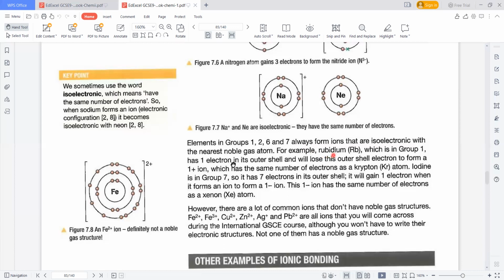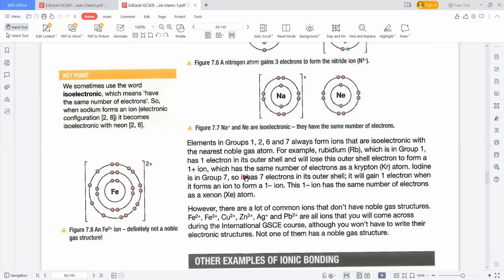Just like rubidium, which is in group 1 and has one electron in its outermost shell, it will donate or lose its outer shell electron to become a +1 ion. It then has the same number of electrons as krypton. After donating that one electron, it will be as stable as krypton. So upon donating electrons, these groups attain the configuration of the nearby noble gas. Iodine belongs to group 7 and is really electronegative.